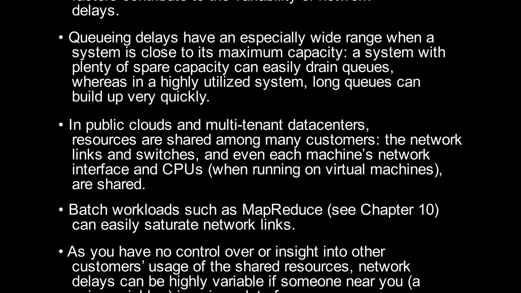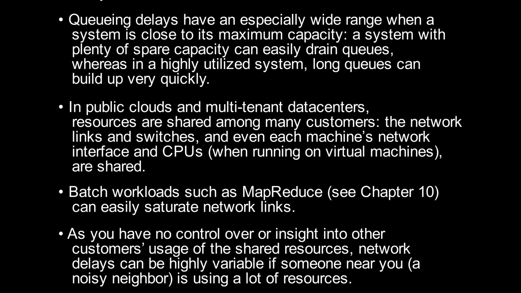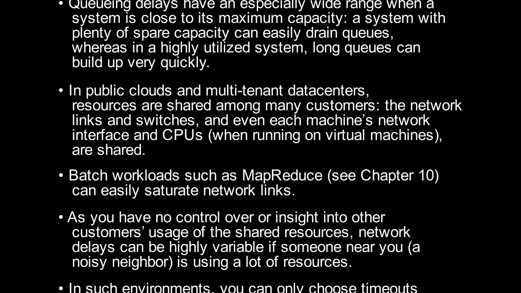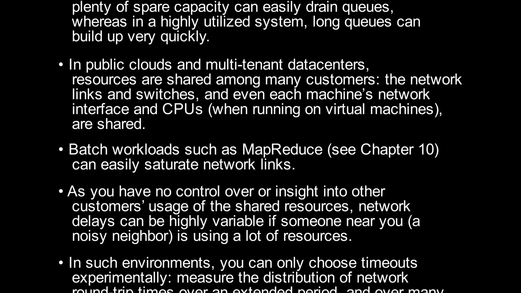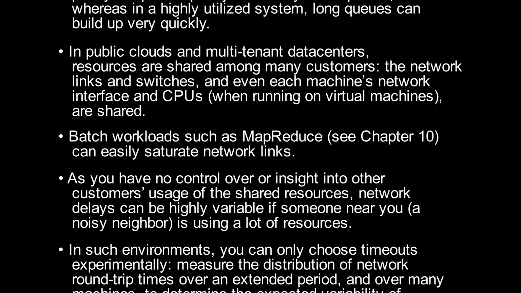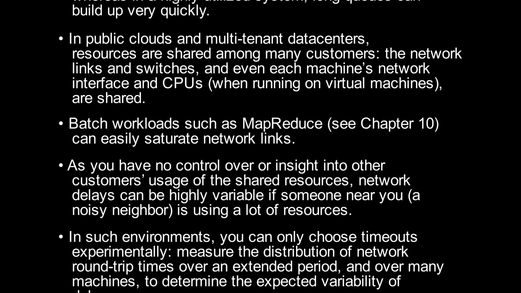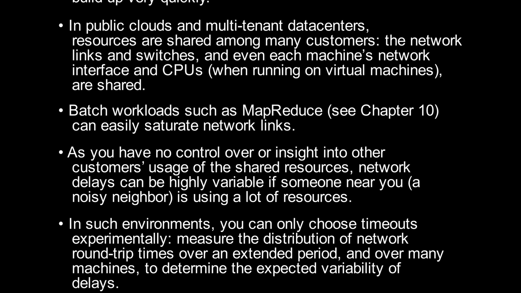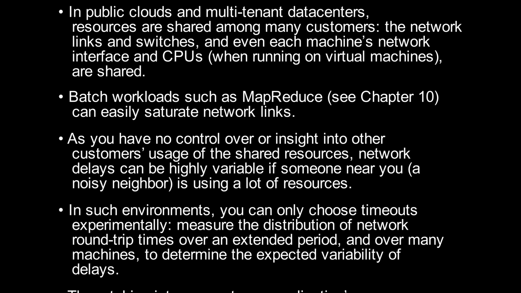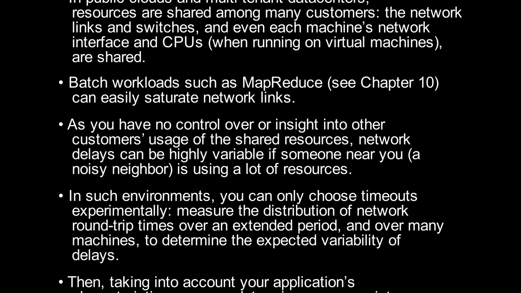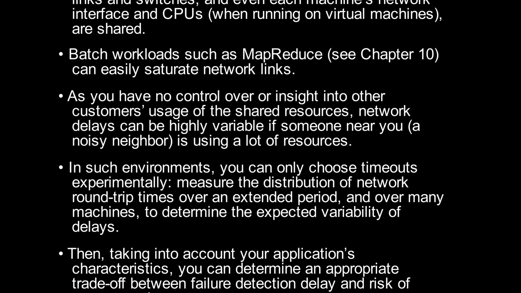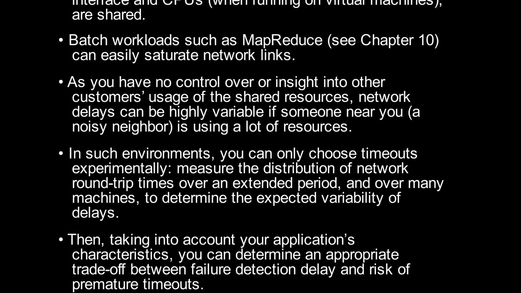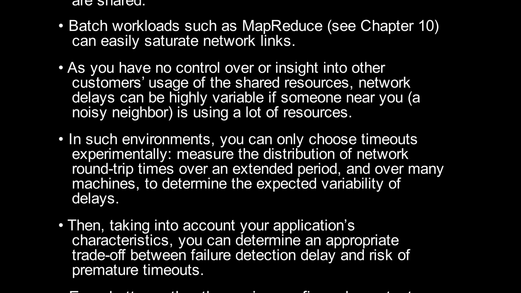Batch workloads such as MapReduce (Chapter 10) can easily saturate network links. As you have no control over or insight into other customers' usage of the shared resources, network delays can be highly variable if someone near you, a noisy neighbor, is using a lot of resources. In such environments, you can only choose timeouts experimentally. Measure the distribution of network round-trip times over an extended period, and over many machines, to determine the expected variability of delays.